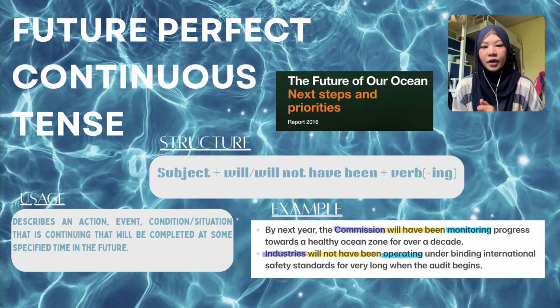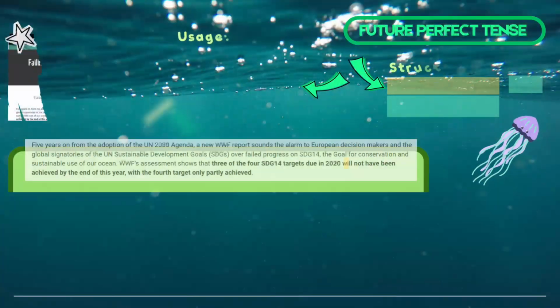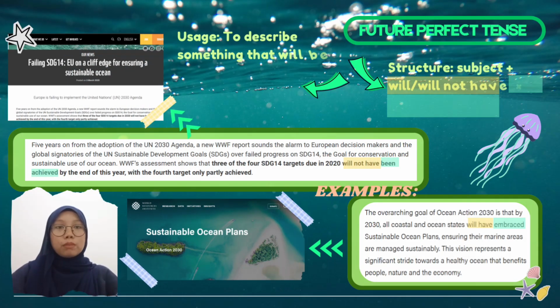For the positive one, "By next year, the Commission will have been monitoring", which is following the positive structure. For the negative structure, we have "the industry will have not been operating", which is strongly following the structure of a negative one. Furthermore, let's deep dive into the future perfect tense.